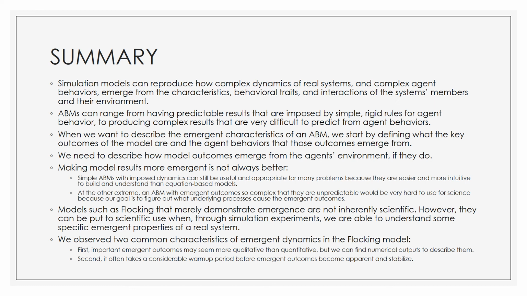At the other extreme, an ABM with emergent outcomes so complex that they are unpredictable would be very hard to use for science because our goal is to figure out what underlying processes cause the emergent outcomes. So models such as flocking that merely demonstrate emergence are not inherently scientific. However, they can be put to scientific use when, through simulation experiments, we are able to understand some specific emergent properties of a real system.